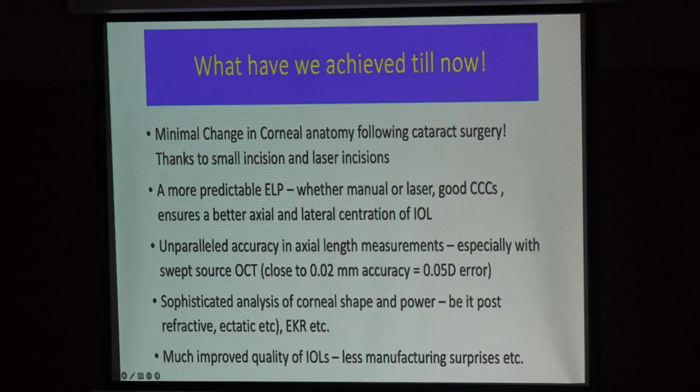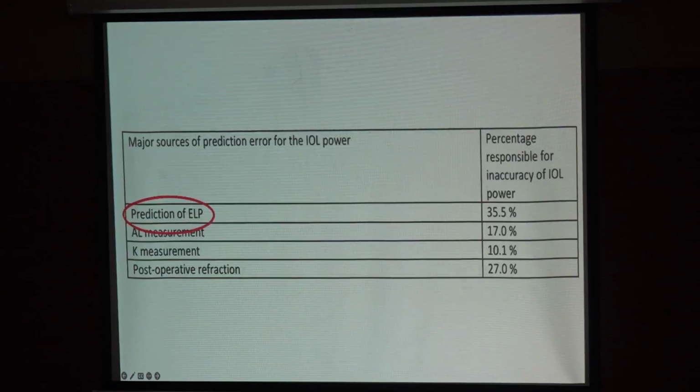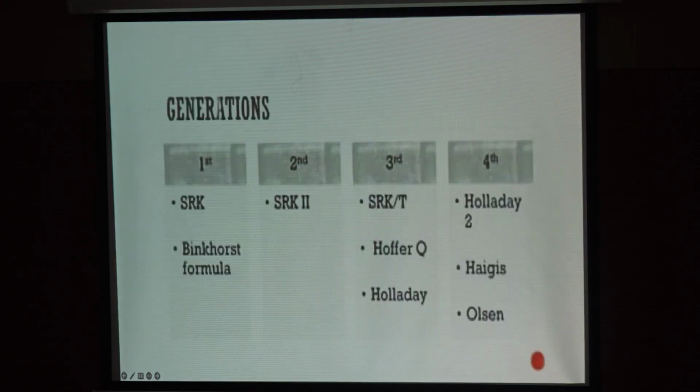And there's a sophisticated analysis of corneal shape and power. Be it post-refractive or after ectasia, the K values and all give us a very good analysis of the corneal shape and power. And there's a much improved quality of intraocular lenses, which also makes the outcomes more predictable. So the bane of this whole thing is the prediction of the effective lens position, right?